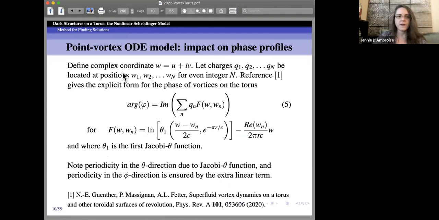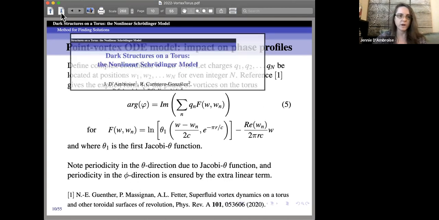So first, defining the complex coordinate. The isothermal coordinates were u and v, and so we're combining the isothermal coordinates together into u plus iv for the complex coordinate. And there's previous work by Gunther, Massignan, and Feder, where they have explicit formulas here for the phase profile of the vortices. And you can double check the periodicity. We've got the Jacobi theta function, and it's also, of course, periodic in both directions.